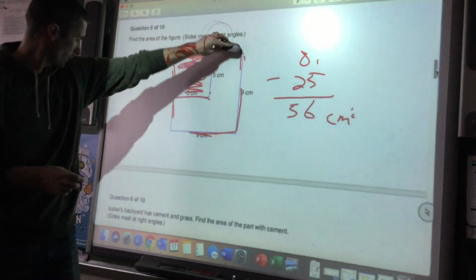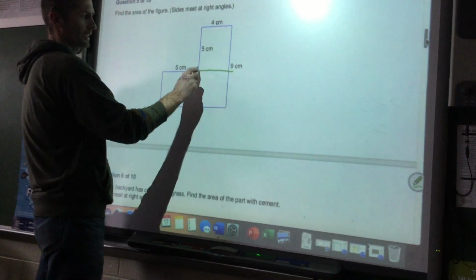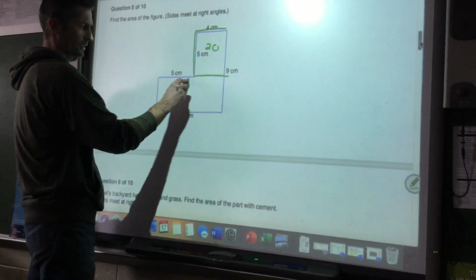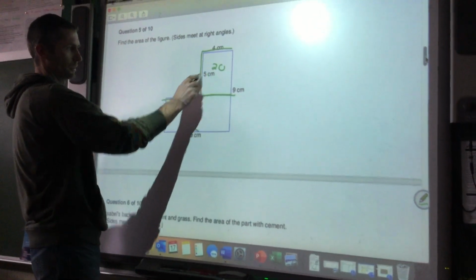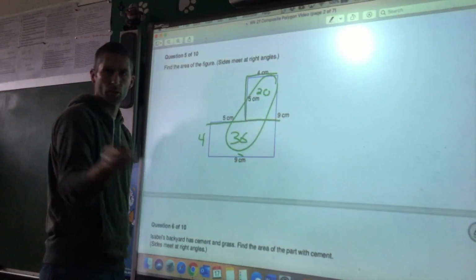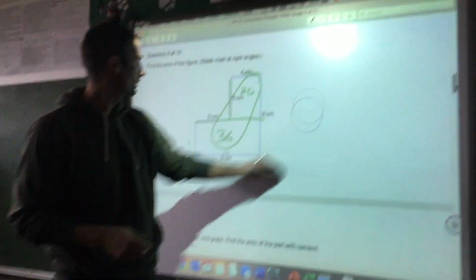This one will show both ways. You could have divided it, let's say you would have divided it there. Now we're 5 times 4, 20. And here is 9, whatever this length is. Well, we know this is 4, 36, and added those. 36 plus 20 would have been 56 as well.